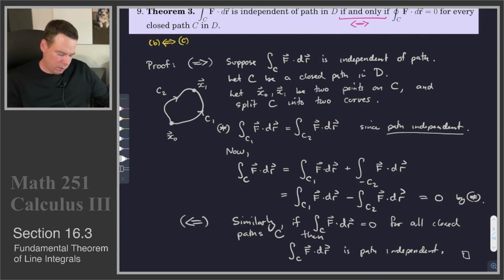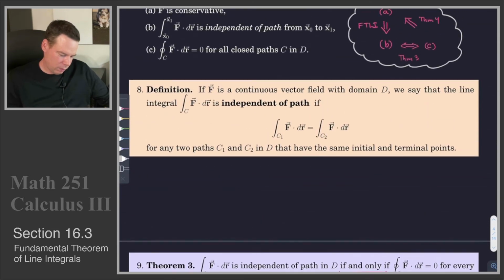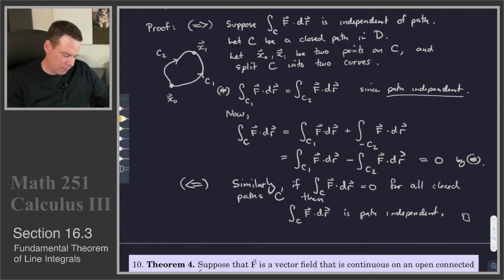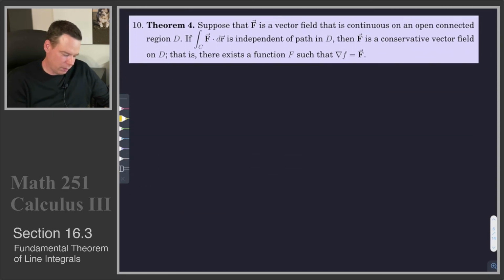So now, in terms of the statement above, we have just proven this equivalence, and now we've got to prove that C implies A, and that's this next result, theorem 4. And this one ends up being the most challenging, if you will, of the bunch to prove. So we're going to have to be a little creative in how we prove this one.